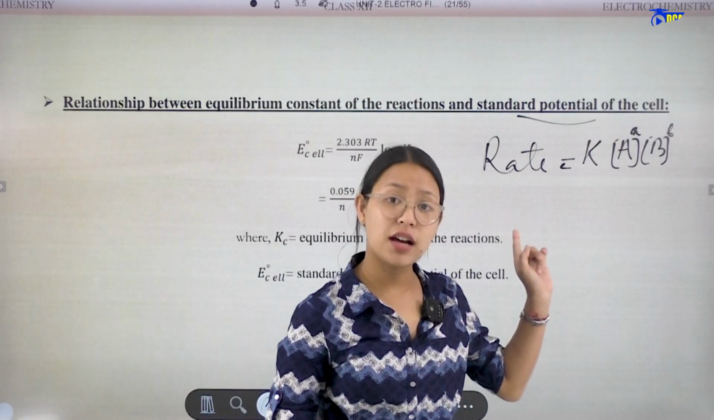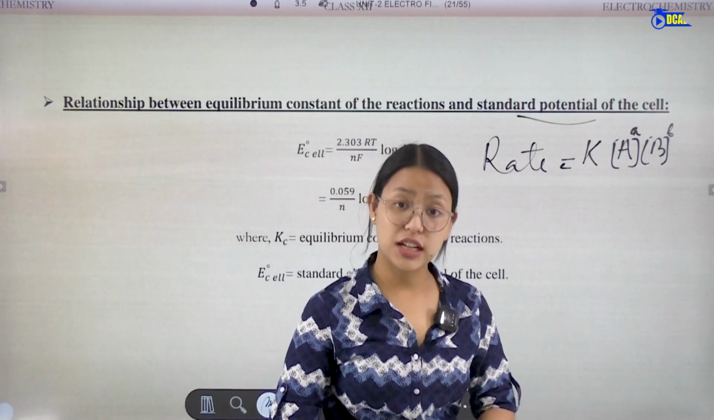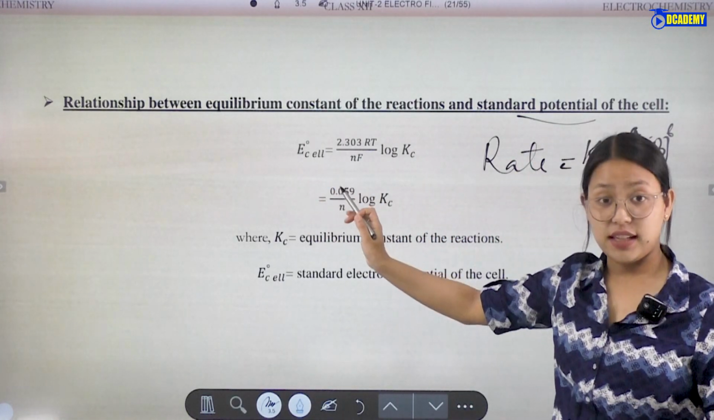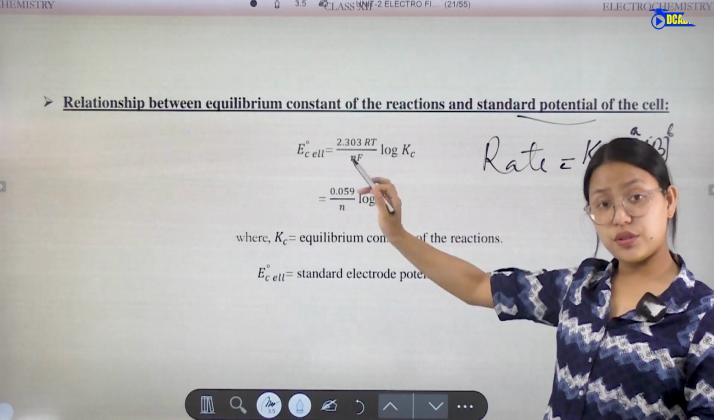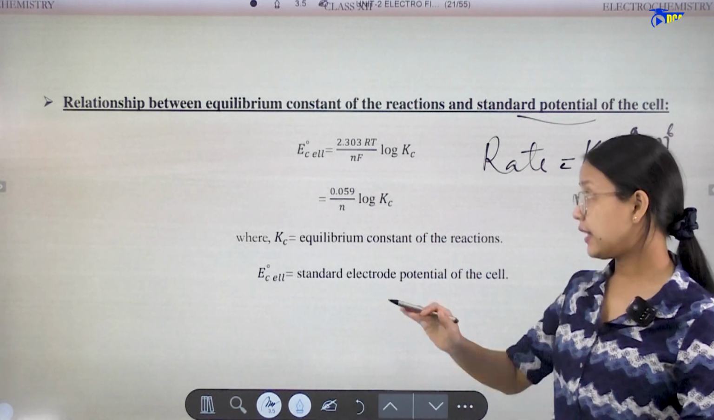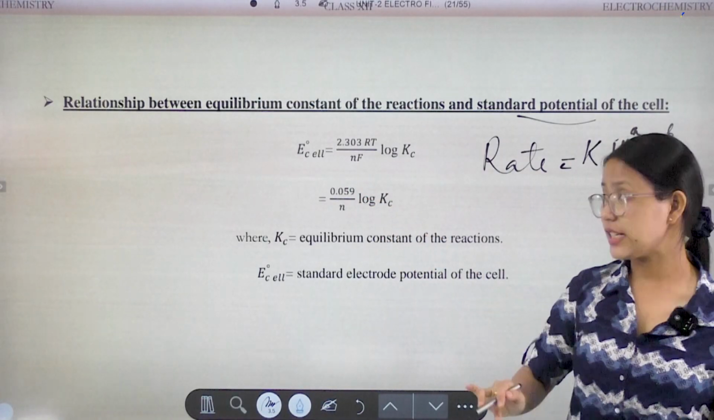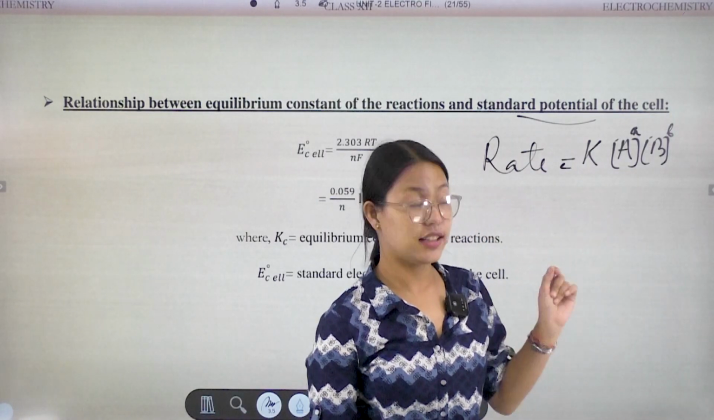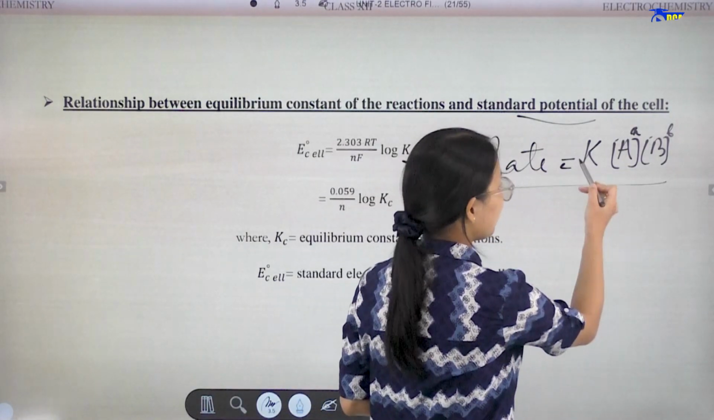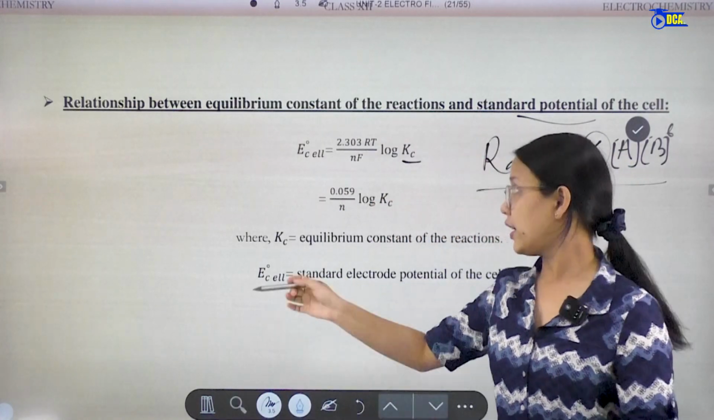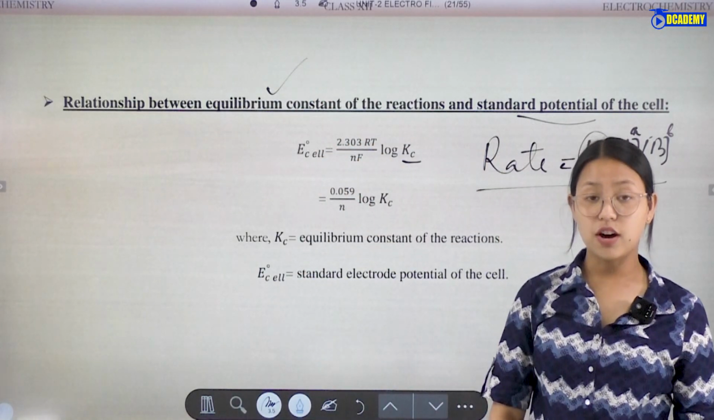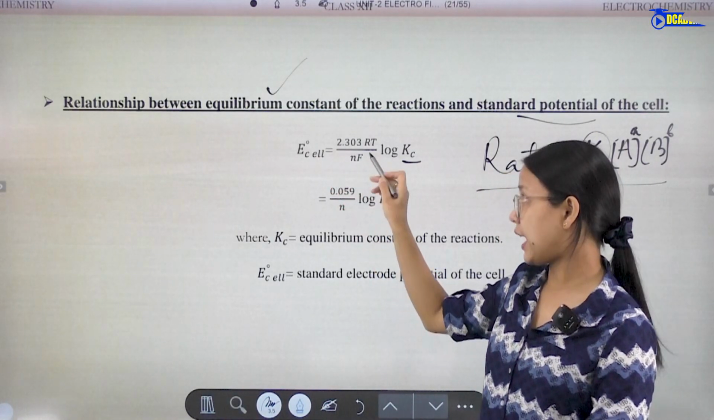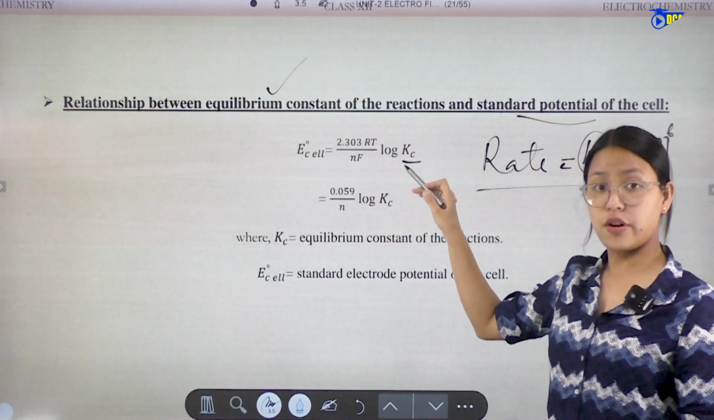This K is known as the equilibrium constant, reaction constant or equilibrium constant. So E naught cell is equal to 2.303 RT divided by NF into log of Kc. This is the equilibrium constant. So E naught cell equal to 2.303 RT divided by NF into log of Kc.